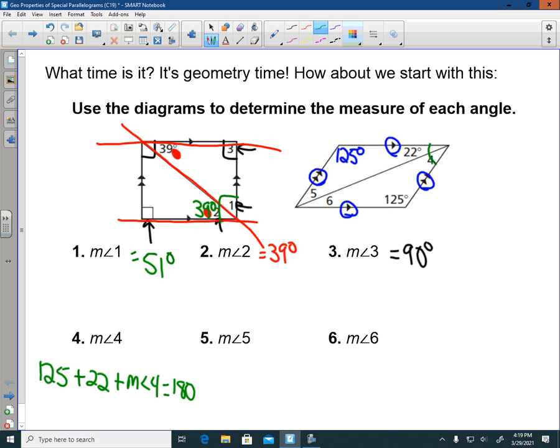And now it's just a matter of working through the math. I don't have a calculator handy, but you'll forgive me if I don't know what I'm doing a little bit. So 125 plus 22 is going to be 147, right? Plus the measure of angle 4 equals 180. And I'm running out of room already.